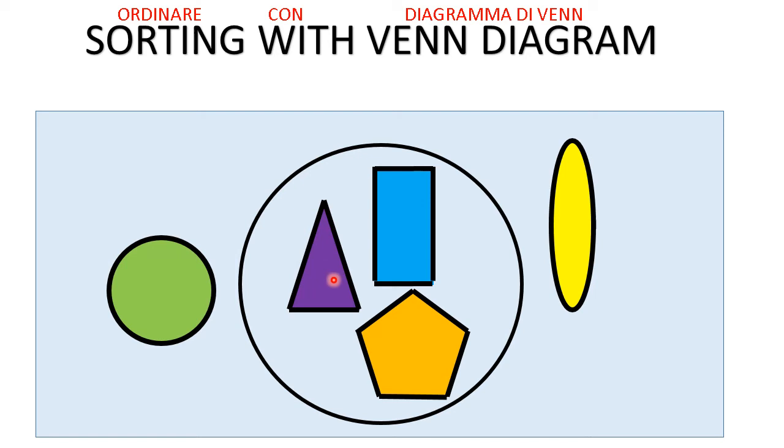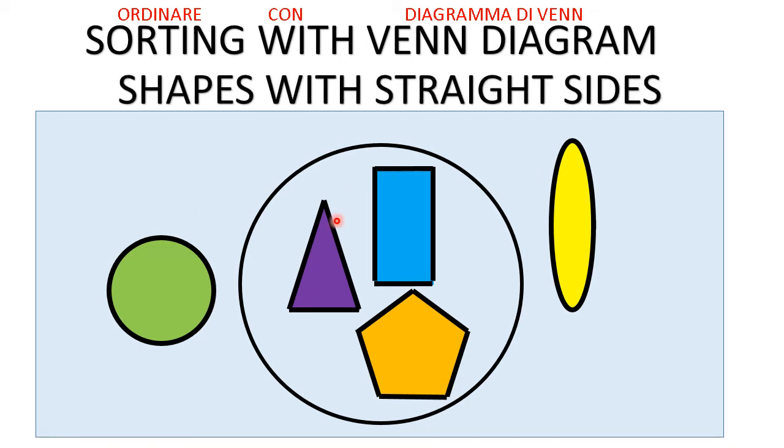Here we have a triangle, a rectangle, and a pentagon. Outside we have an oval and a circle. So the rule for this group is shapes with straight sides.